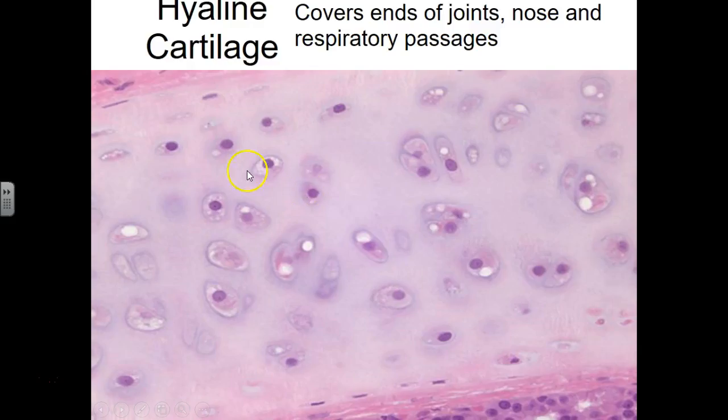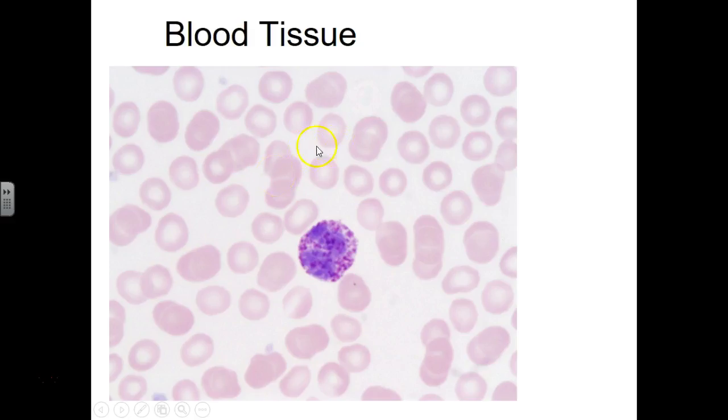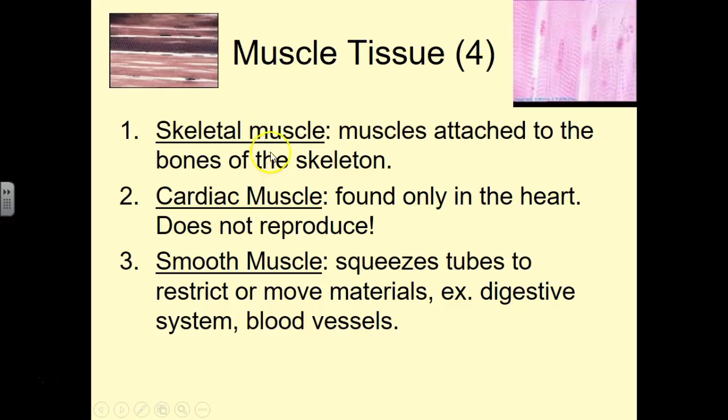Here's some cartilage, hyaline cartilage. So you find this in the ends of joints, your nose, respiratory passages. You can see these cells. These are called chondrocytes. So these make the cartilage. And this is also made out of collagen fibers, but it's got more of a watery mixture in it, so it's a little bit more flexible. And this is a picture of blood. You have red blood cells and a white blood cell, which is weirdly enough a connective tissue. So in some ways, I guess it does connect the body.